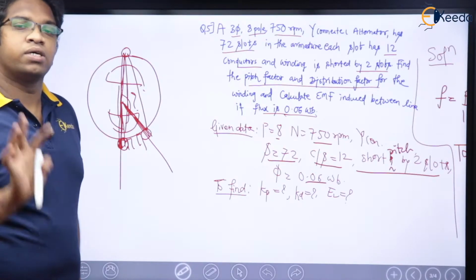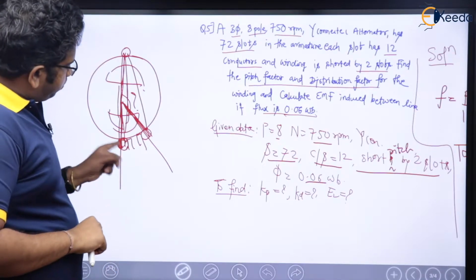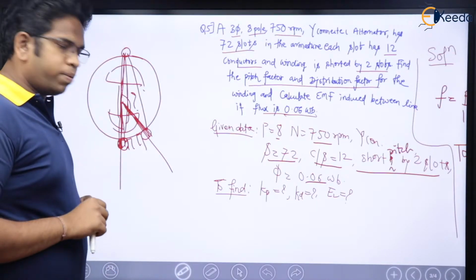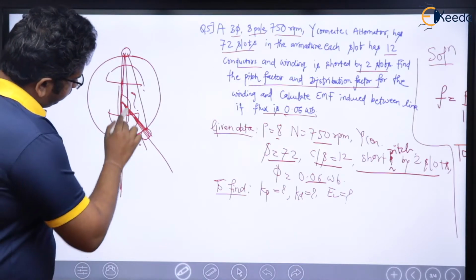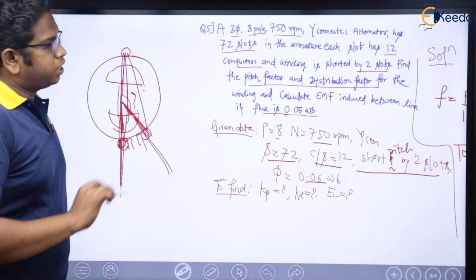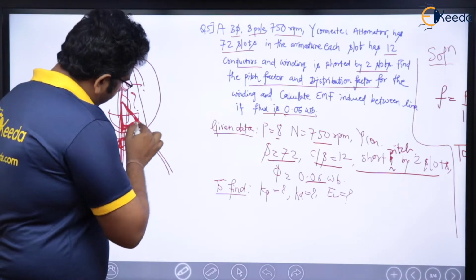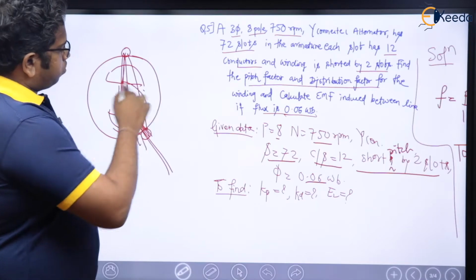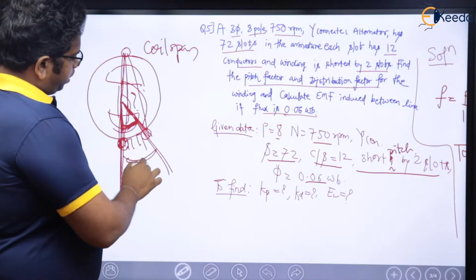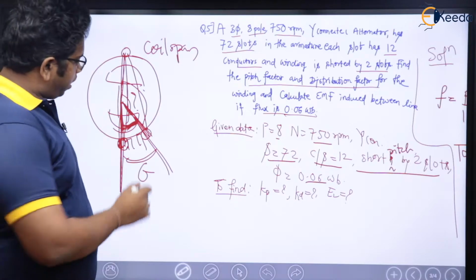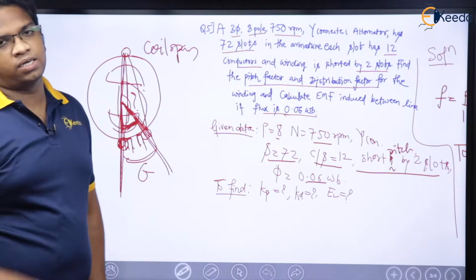What I am saying is a very simple thing. Mechanically it is short pitched by two slots, so electrically we think of it as slot angles, because we need this electrical angle. In the initial sums, they used to directly give us the coil span, or the short pitch angle epsilon directly. But now they have done a twist. They said that the winding has been taken back by two slots.